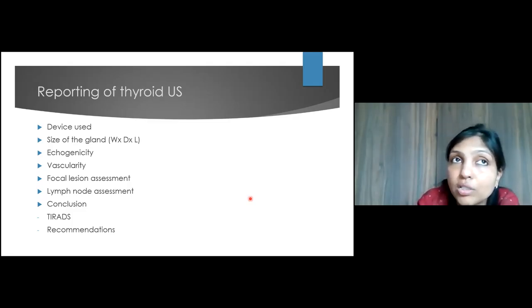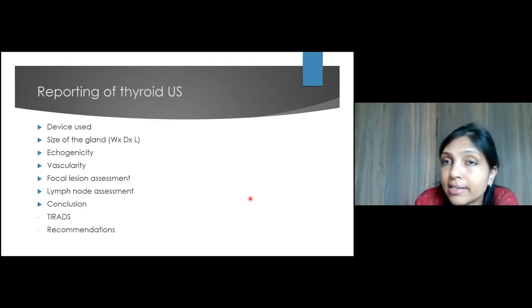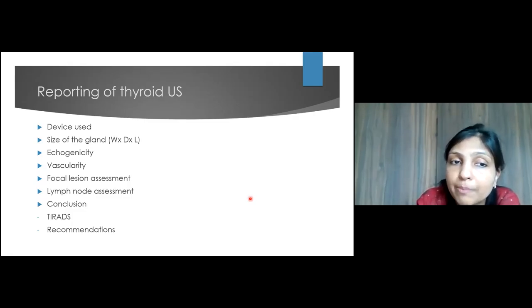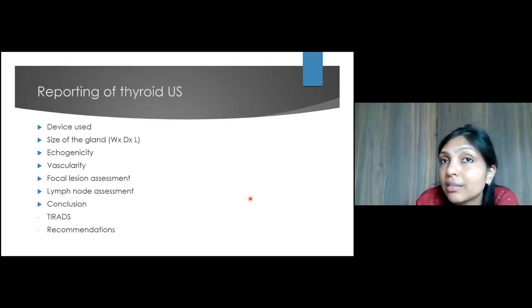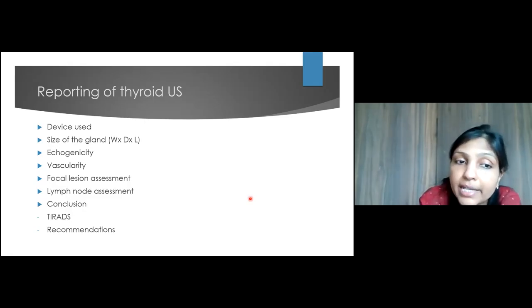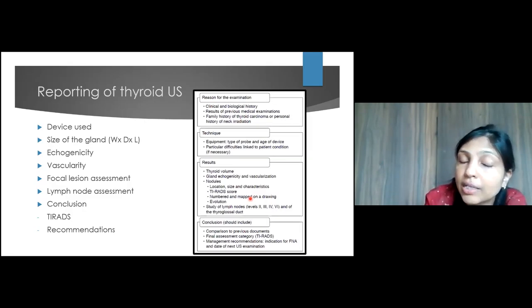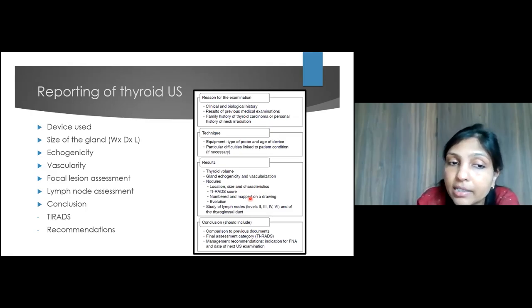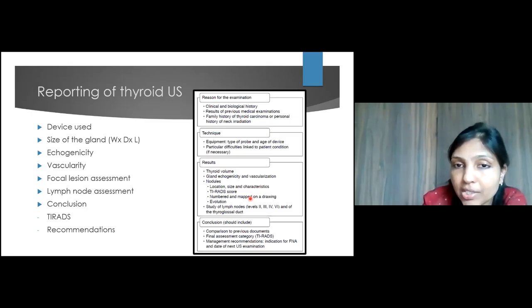If there are any focal lesions, where are they present? Which lobe are they present in? What is the size? Again, mention the width, depth, and the length. Evaluate for the cervical lymph nodes. Look at the lymph nodes, comment on their size, comment on their vascularity, presence of the hilum. And then in the conclusion part, mention the TIRADS category and any recommendations based on the ultrasound performed.